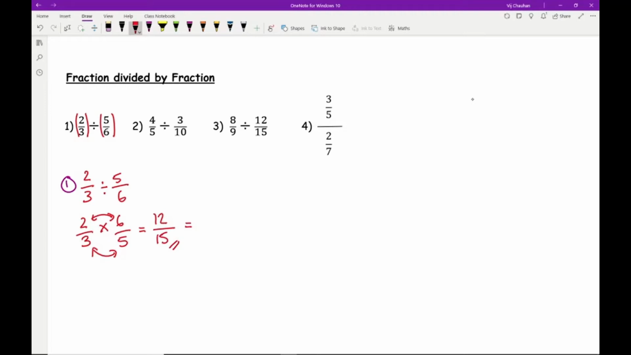So we can simplify by dividing both numbers by 3. So how many 3s go into 12? That would be 4. How many 3s go into 15? That would be 5. And there is our final answer.